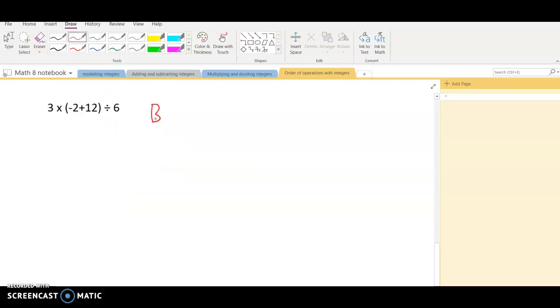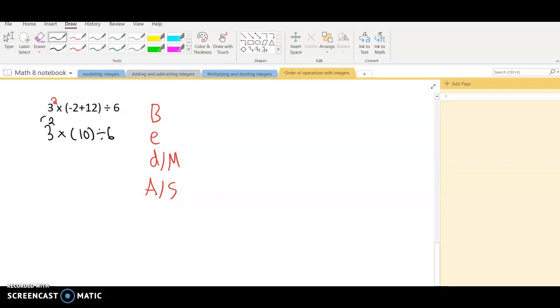BEDMAS. Okay, so first we're going to solve this bracket. I don't have any exponent questions, I just noticed. Okay, I'm going to put an exponent here, even though the question doesn't say so. So first, let's solve the bracket: 3 squared times 10, because negative 2 plus 12 is 10, divided by 6.